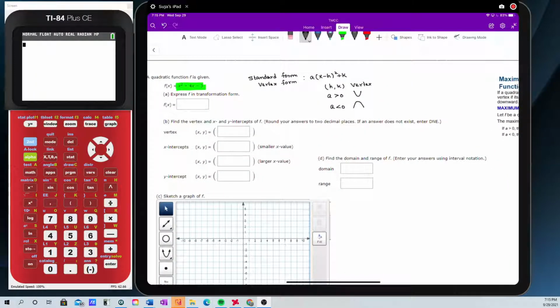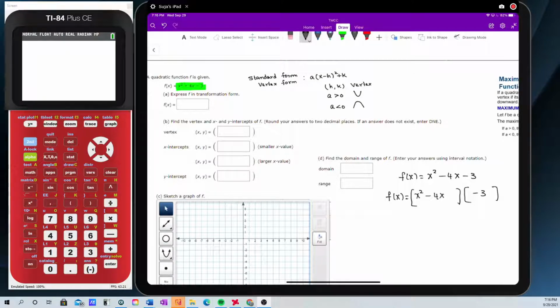So take this equation, f of x is equal to x squared minus 4x minus 3. To write this in the transformation form, the first thing I would do is group the x's together. So I'm going to write x squared minus 4x, and then leave some space and write the negative 3 over here. The next step would be completing the square on this piece, and whatever I add here, I'm going to subtract on the second bracket.